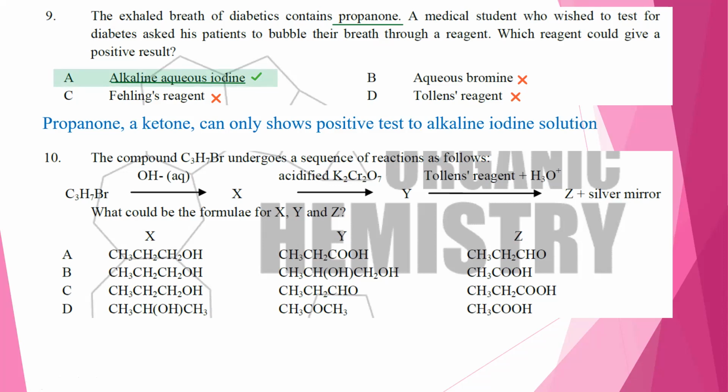And then number 10. The compound C3H7Br undergoes a sequence of reactions as follows. Number 1, when you react with OH minus, you form X. This is the hydrolysis. You must know how to complete your X, Y, Z. When you react with OH minus, the hydrolysis will give the alcohol. And then when you react with acidified potassium manganate, which is an oxidizing agent, be careful, because when it oxidizes, it can partially oxidize to become CH3CH2CHO. How do we know that it is CHO? Because of the next statement, Tollens' reagent gives a silver precipitate. That means your compound must contain CH3CH2C=O.